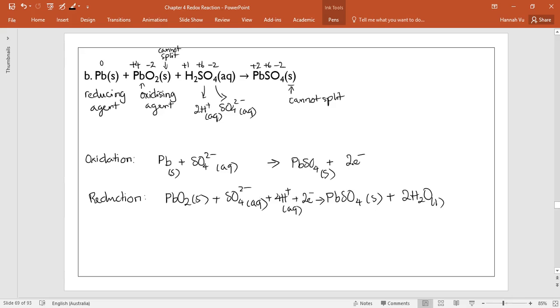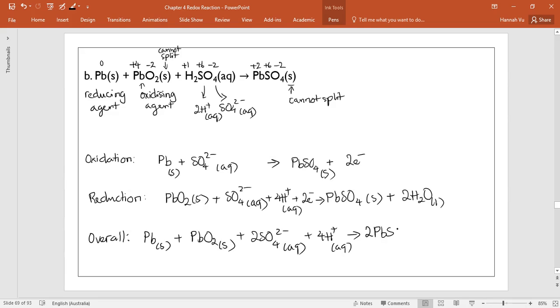Now this one works out quite well. You already have the same number of electrons on the oxidation and reduction half equation, so I don't need to do anything before I add them together. Although I think you're going to be able to combine a few things. So Pb plus PbO2, also solid, and we have 2 SO4 2 minus, aqueous, followed by 4 H plus, aqueous, and the products will be 2 PbSO4. You definitely won't get away with writing PbSO4 plus PbSO4. That just looks ridiculous. And 2 H2O.